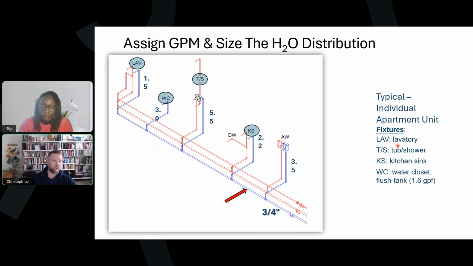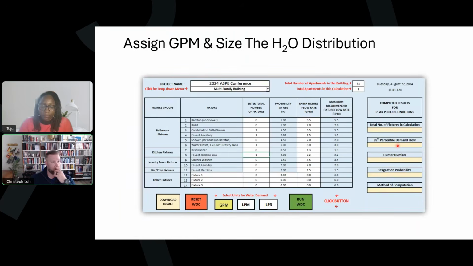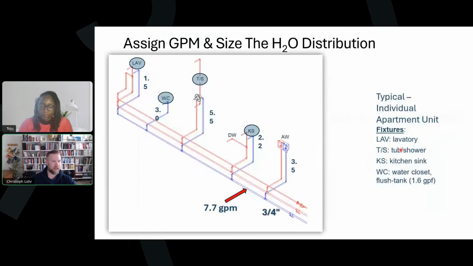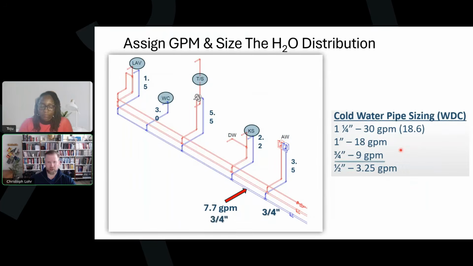And then we move on to the next section of piping, just downstream of that, for the kitchen sink, tub shower, water closet, and lavatory. Going back to the water demand calculator, same thing. All the values up here at the top stay the same because we're still within that 1 unit. And then we go combination bath shower, lavatory faucet, water closet, and then the kitchen sink. Press that green button of the Run Water Demand Calculator. This segment of piping equates to 7.7 GPM. So that equates to still a 3/4 inch.